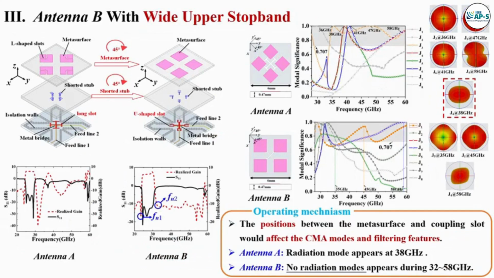Antenna B is formed by rotating the metasurface structure and the stubs of antenna A by 45 degrees to realize the wide upper stopband. It can be found that the positions between the metasurface and coupling slot would affect the CMA modes and filtering features. For antenna A, the radiation mode J4 appears at 38 GHz and deteriorates the suppression level of the upper stopband. By rotating the metasurface structure and the stubs by 45 degrees, there are no radiation modes appearing during 32-58 GHz for antenna B.